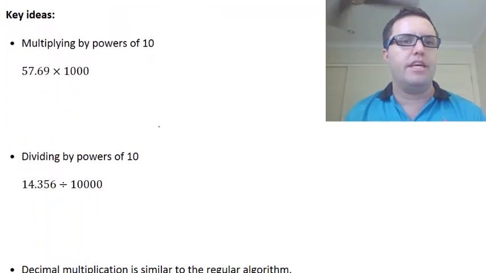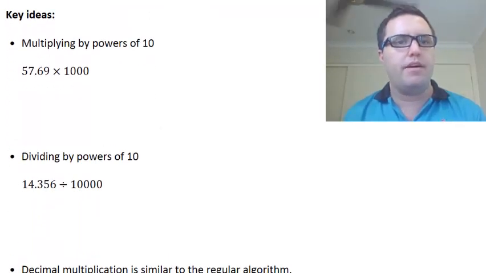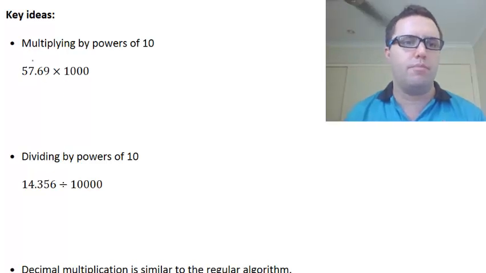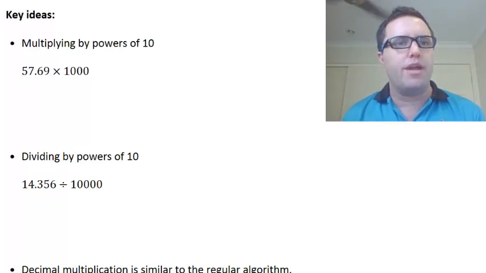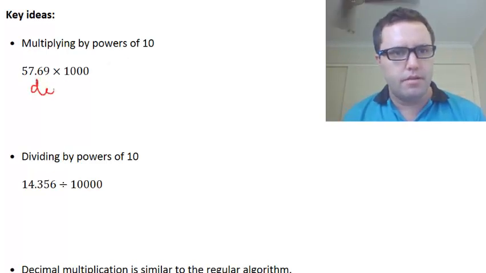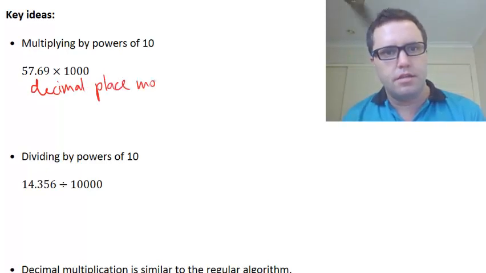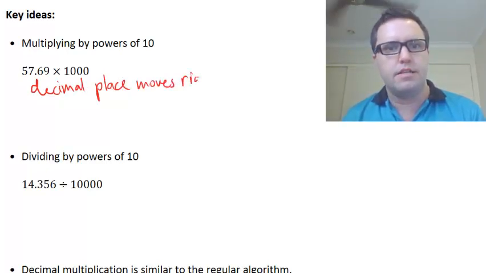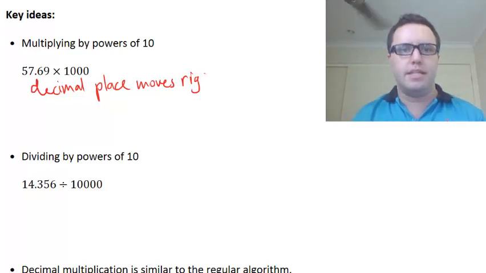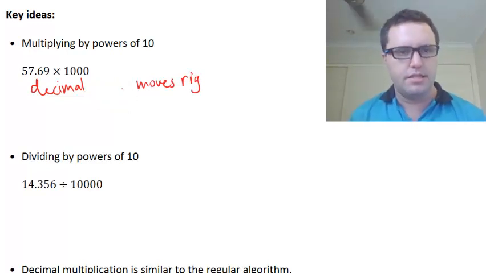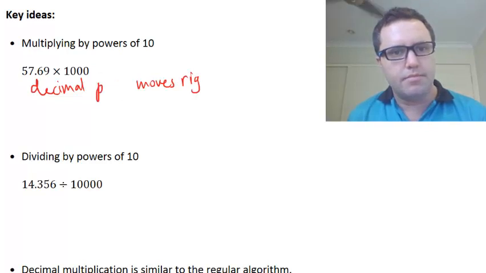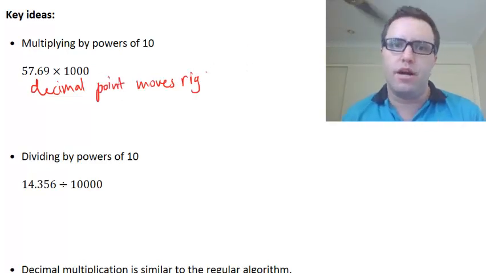Okay, some of our key ideas. We can multiply by powers of 10, and this is something you've probably seen quite a bit before. If I've got 57.69 times 1,000, what happens when we multiply by powers of 10 is that the decimal point moves right.